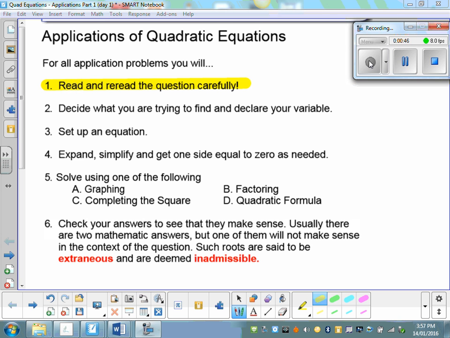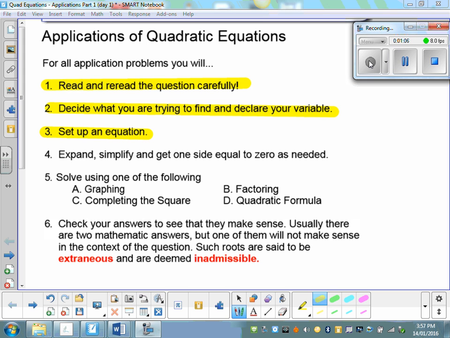Okay, back to math. So next, you want to decide what we're trying to find and declare your variable. So in some questions, it'll be obvious what the variable is. It's kind of given to you. In other cases, you have to create the equation and the variable as well.